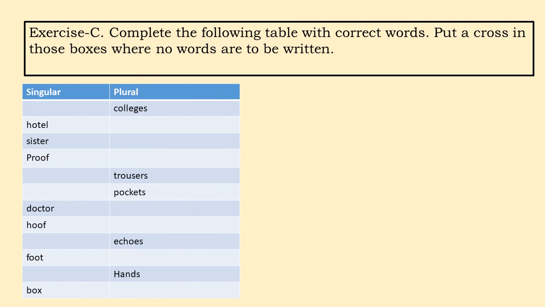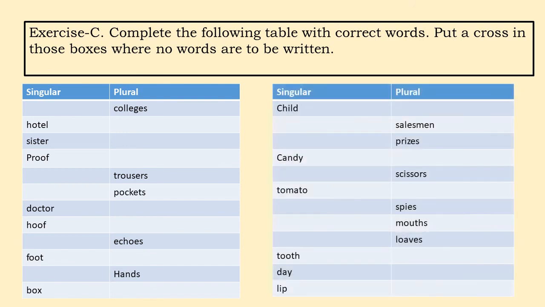Echoes. Foot. Hands. Box. Let's move on to the second box. In the first column we are given the singular, child, and the plural column is empty. We have to write the answers here. The second row is with salesmen. Here we are given the plural.